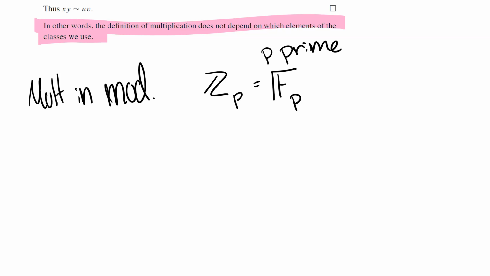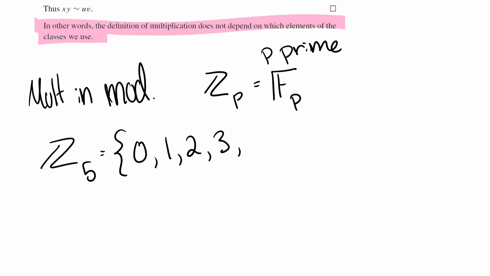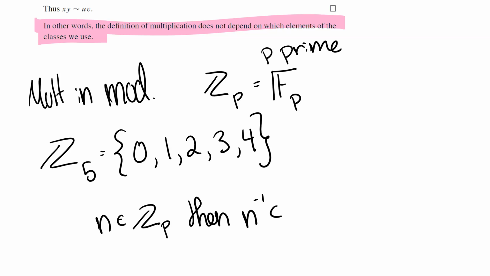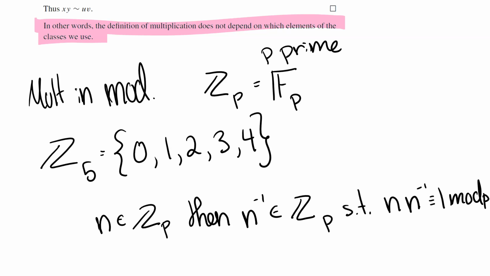Okay, so let's consider Z sub 5 maybe. Okay, so we have 0, 1, 2, 3, 4. And let's try to figure out who's going to be whose inverse. And what the heck does that even mean, to be something's inverse? So if we have an n in some Z sub p, then n inverse is also in Z sub p, such that n times n inverse is equivalent to 1 mod p. And so remember, p is prime.